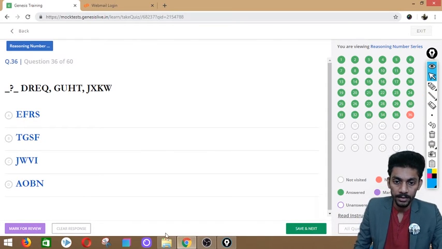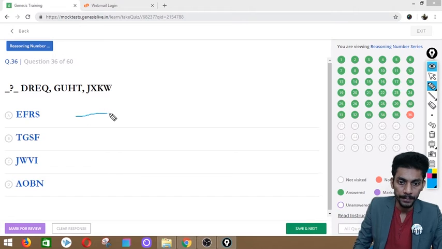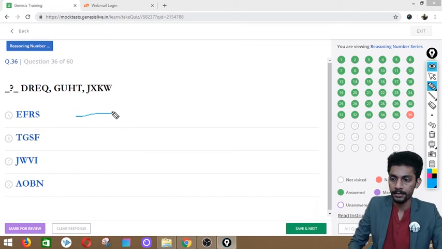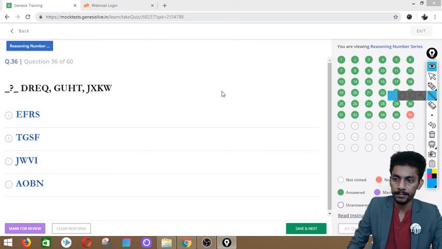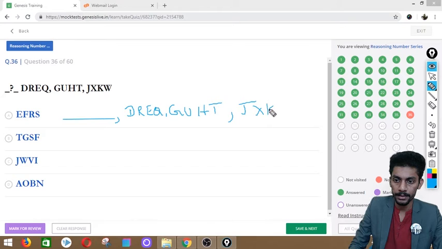Okay. Let's solve the next question. Question number 36. What does question number 36 say? So we have an empty space in the beginning itself. Correct? Then we have D, R, E, Q, G, U, H, T, J, X, K and W. Okay. Let's write it like this. This becomes very easy for us.